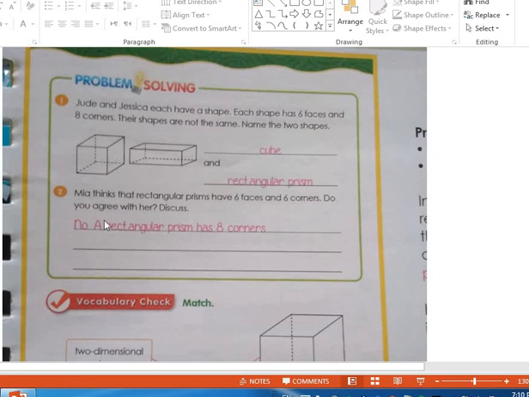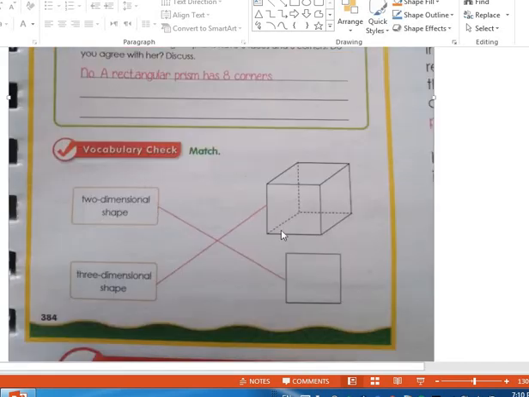Excellent. So Mia thinks that a rectangular prism has 6 faces and 6 corners. Do you agree with her? Discuss. No, Mia. A rectangular prism has 8 corners. Right. Match. I have here a two-dimensional shape, just the two-dimensional shape, and the three-dimensional shape, this one. This is a square and this is a cube. This is the difference between 2D and 3D.